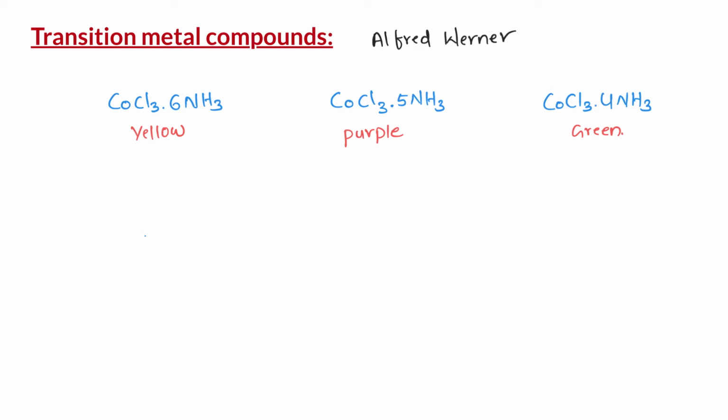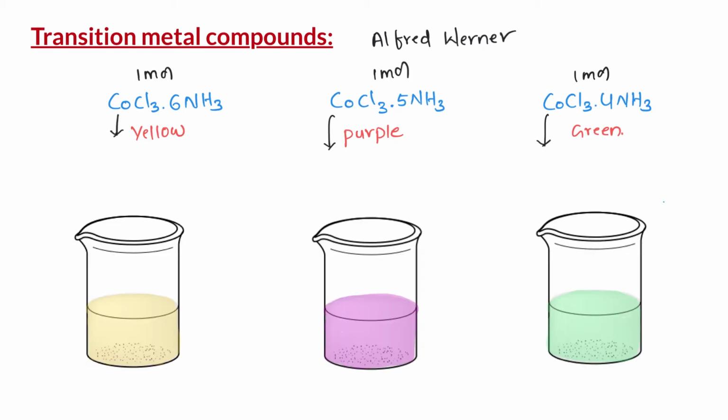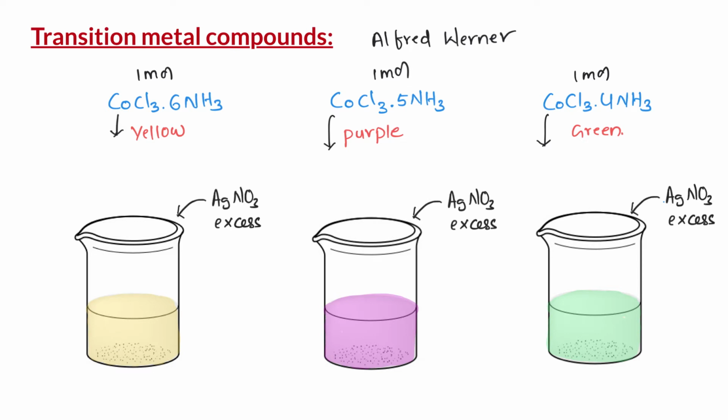Next, he wanted to find the number of dissociable Cl- ions in these compounds. From the formulas, it looks like all the compounds have 3 dissociable Cl- ions per formula unit of the compound. To test this hypothesis, he dissolved 1 mole of each of these compounds in water and added excess of silver nitrate, which produces Ag+ ions, to the solution. He expected that all three compounds should precipitate 3 moles of AgCl. And to his surprise, he found a completely different result.